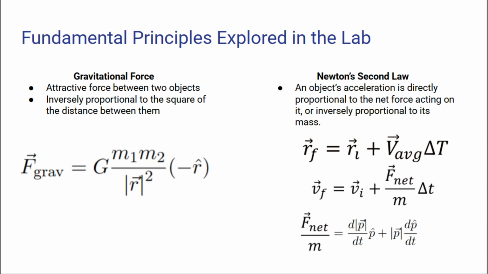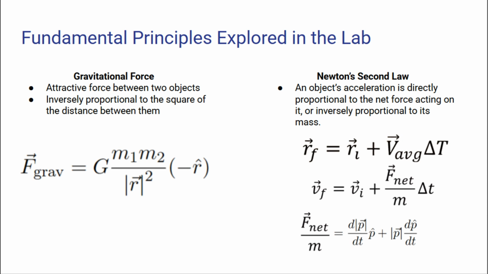The main two fundamental principles explored in this lab are the gravitational force and Newton's second law. We can see with the law of gravitation that the force of gravity between two objects is equal to G m1 m2 over r squared. This is a force that will change depending on the two objects' positions because of the r squared.